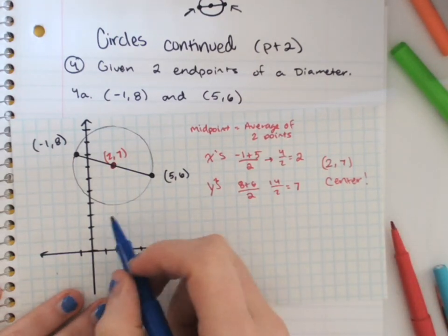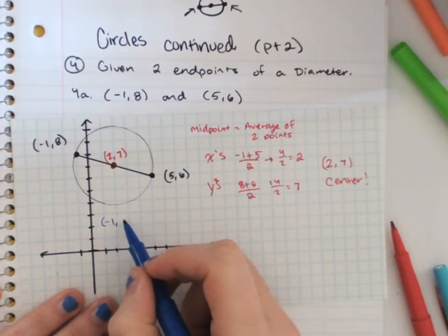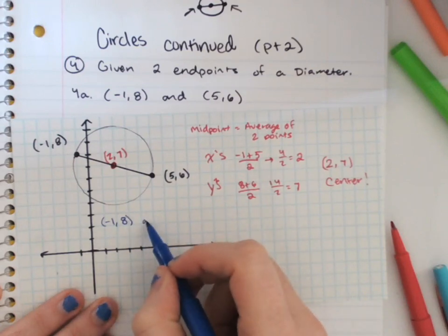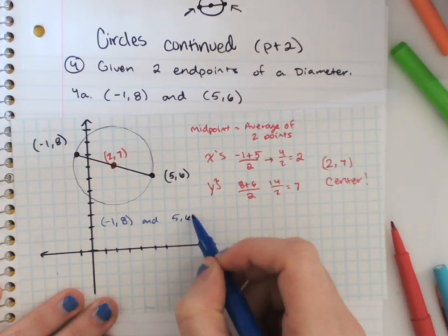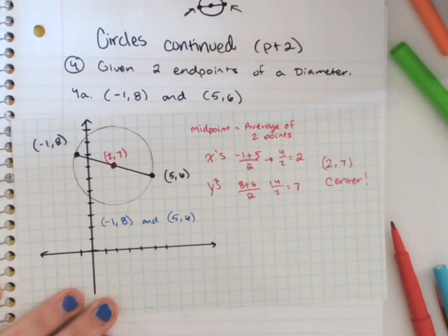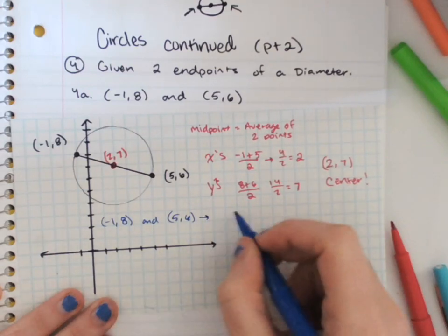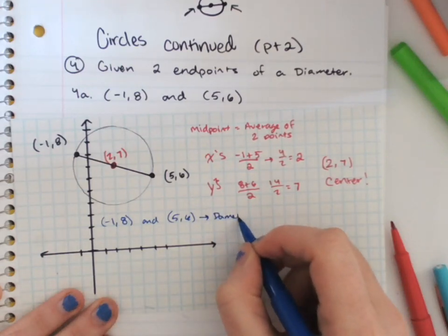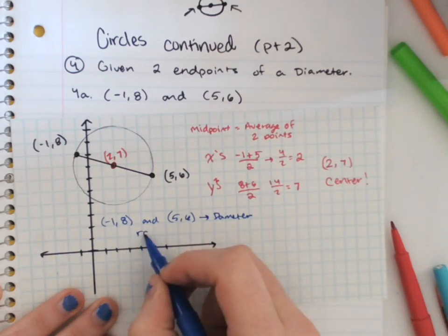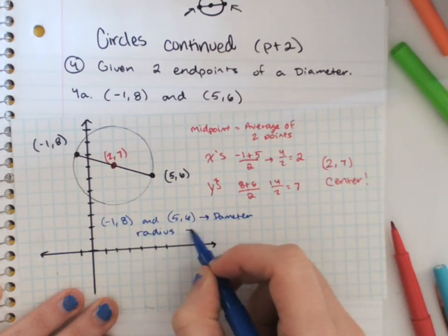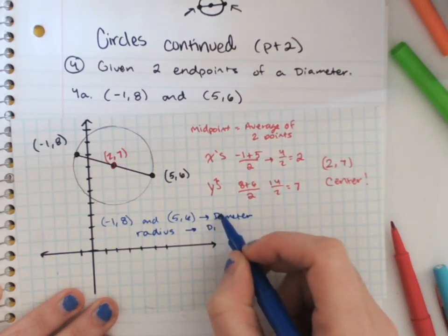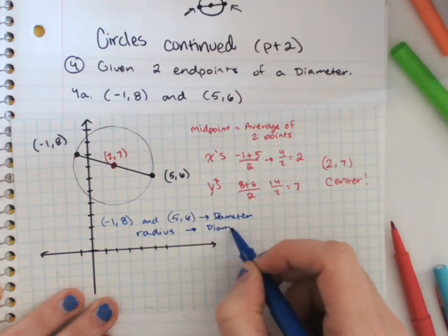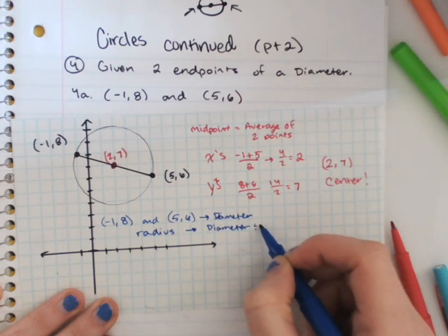If we're finding the distance between -1, 8 and 5, 6, we're going to use our distance formula. So this one will give us our diameter. If I want to find the radius, I'll take that diameter and divide by 2.